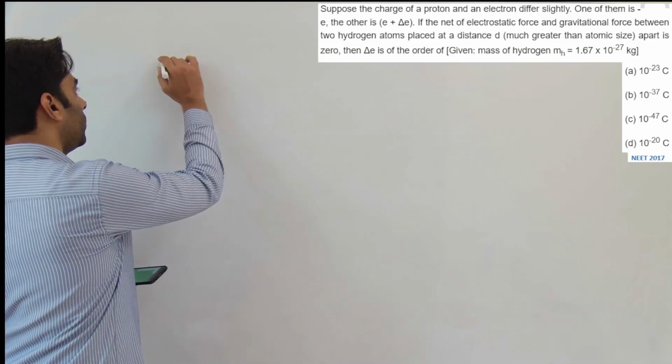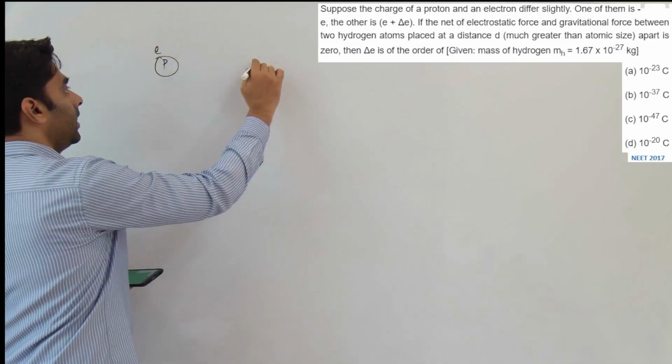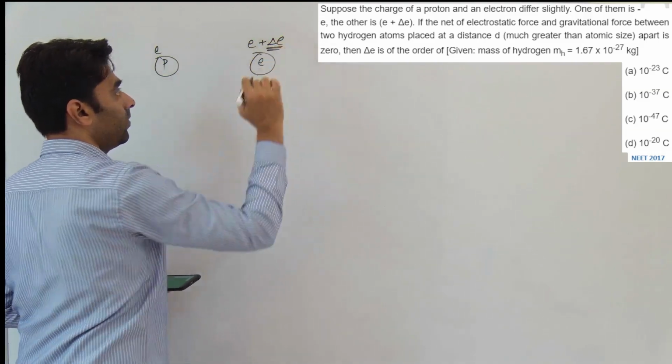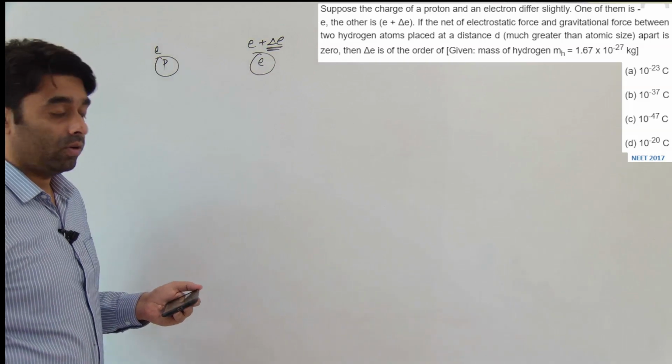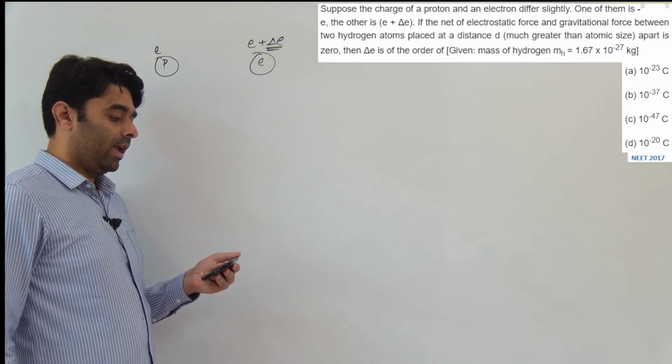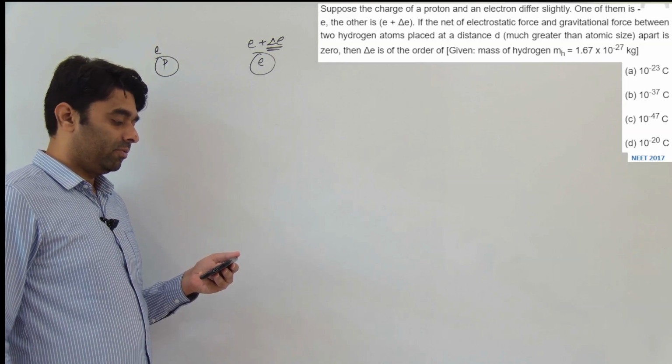So let us say proton has a charge of E and electron has a charge of E plus delta E. That means the difference is of how much? Delta E. The difference is of delta E. Fine. If the net of electrostatic force and gravitational force between two hydrogen atoms.